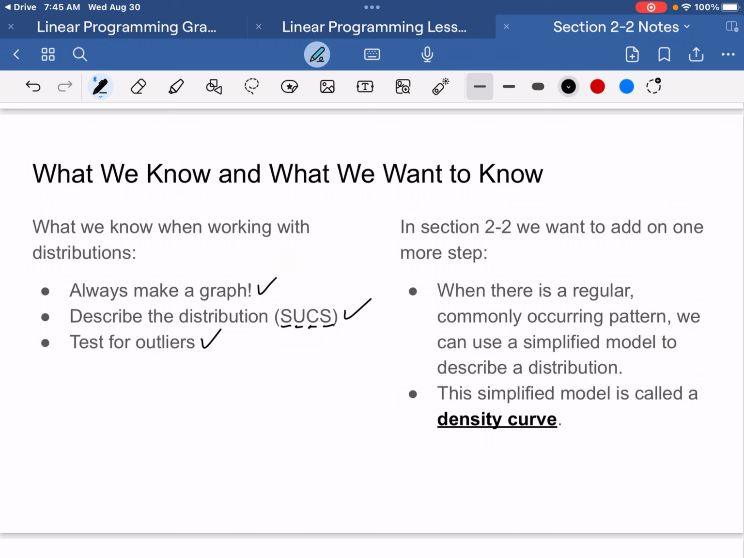In section 2.2, we want to add on one more step. When there is a regular, commonly occurring pattern, we can use a simplified model to describe the distribution, and that simplified model is called a density curve. This is very, very simple. I think you'll understand it pretty quick.